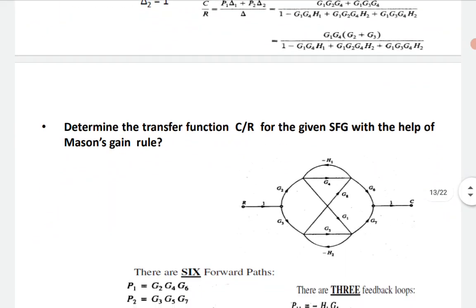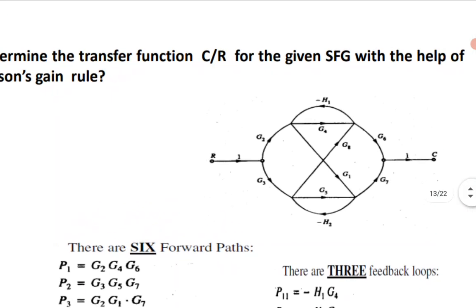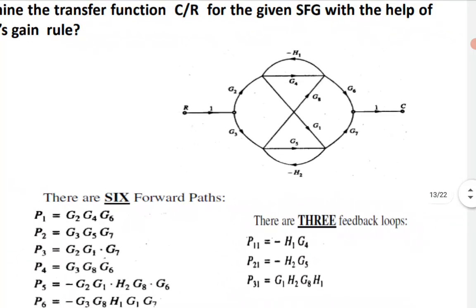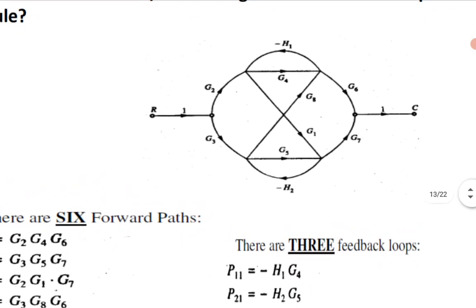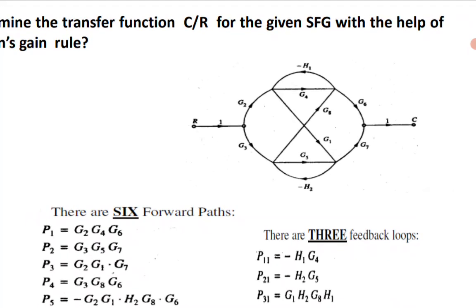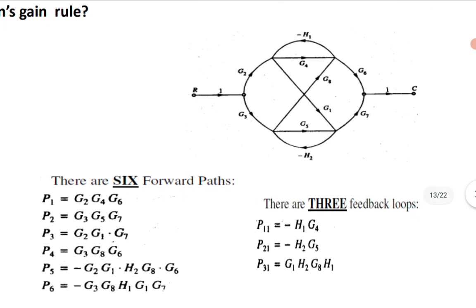Okay, now another SFG. Determine the transfer function C by R for the given SFG with the help of Mason's gain formula. Obviously on this occasion R is my input node and C is my output node, and we have to evaluate C by R. Successively we need to evaluate how many forward paths are available. According to this problem there will be 6 forward paths and the respective gains are highlighted.